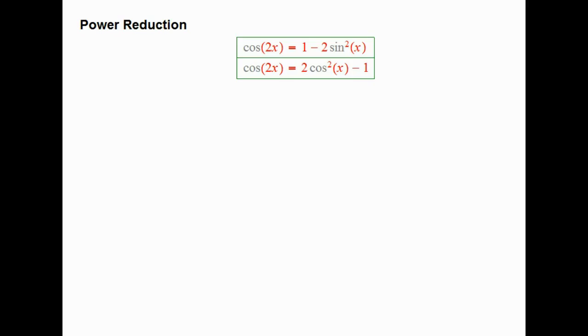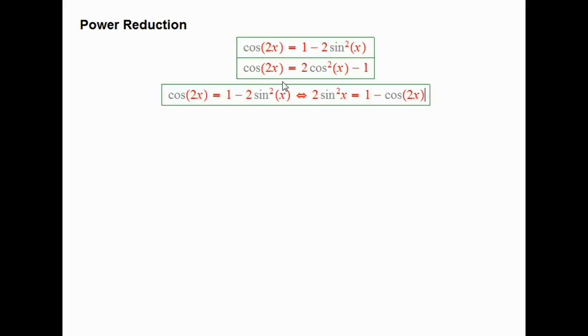The double angle formula can be exploited for the purpose of power reduction, which is one of the most important techniques used to compute integrals involving trig functions. Now I'm going to show you very quickly how to reduce power using these two double angle formulas. Let's start with the first one. Considering the first double angle formula, cosine of 2x is equal to 1 minus 2 sine square of x, we can solve this for 2 sine square of x, and we get that 2 sine square of x is equal to 1 minus cosine of 2x.